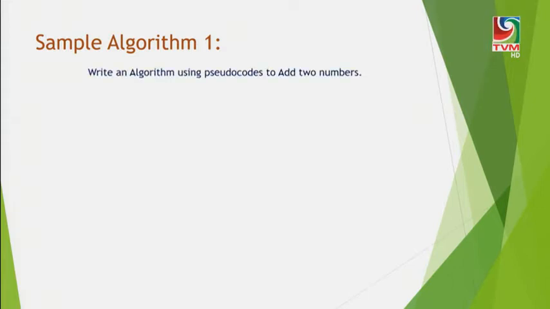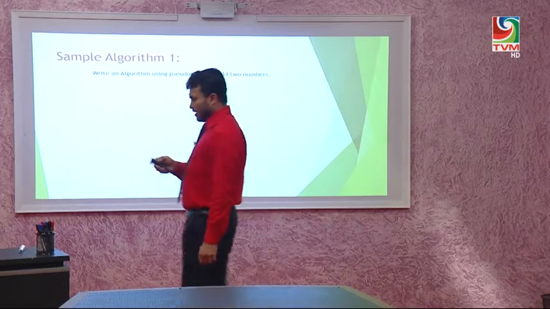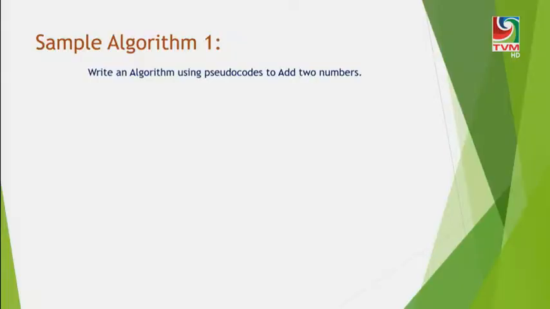Write an algorithm using pseudocode to add two numbers. You can write an algorithm now using pseudocode to add two numbers. An algorithm can be written using pseudocode and flowchart. There are two methods. One is a pseudocode, second one is a flowchart.